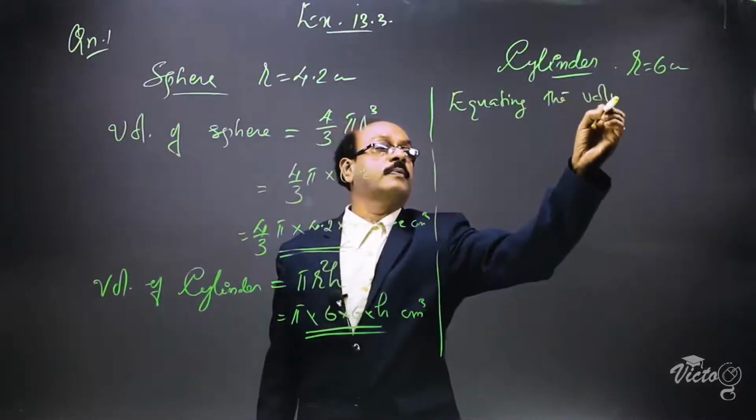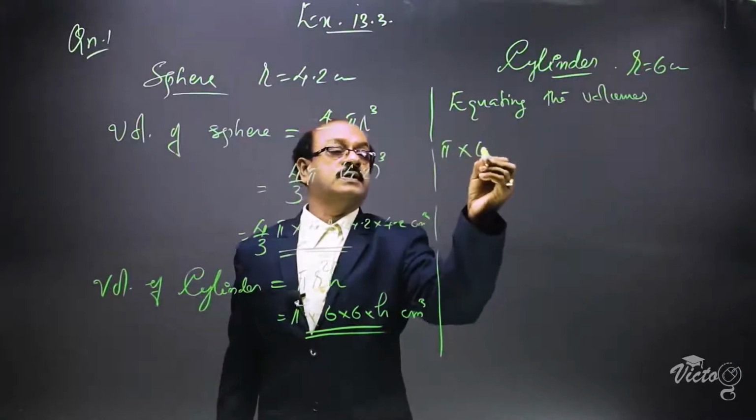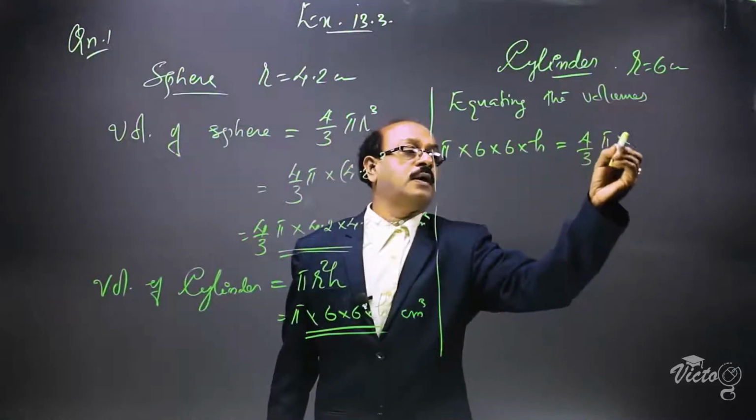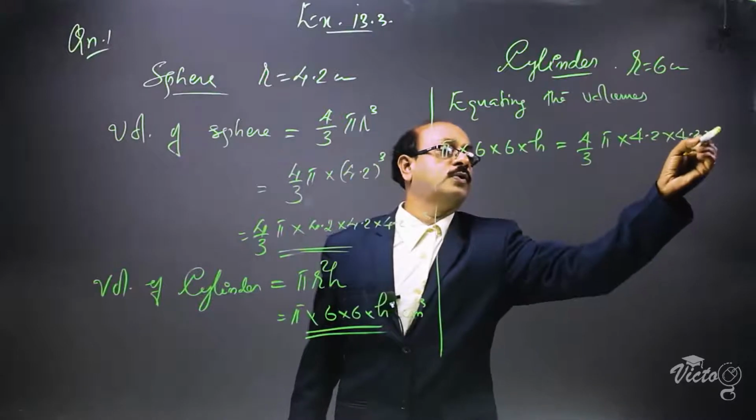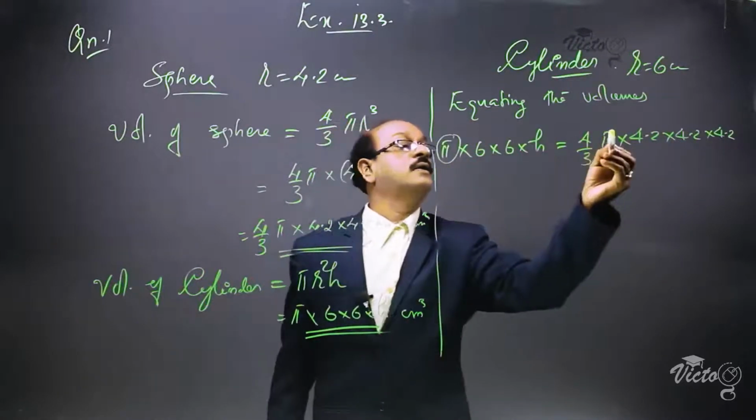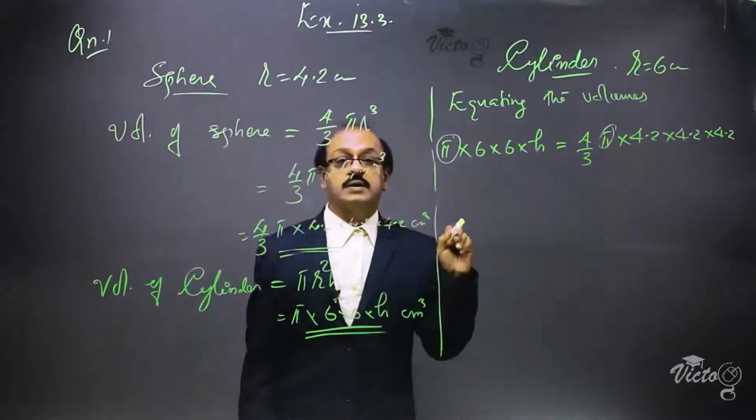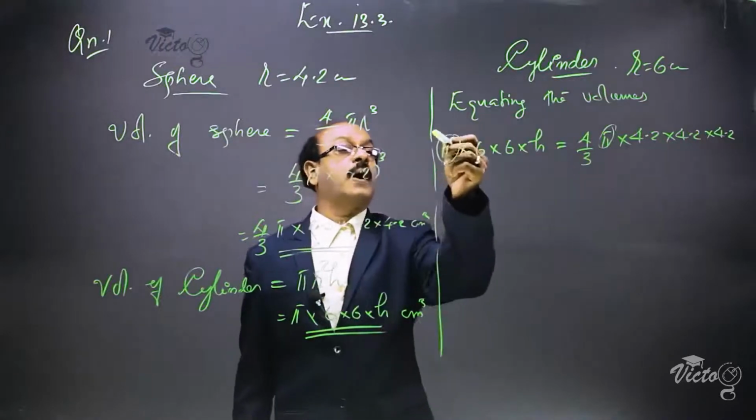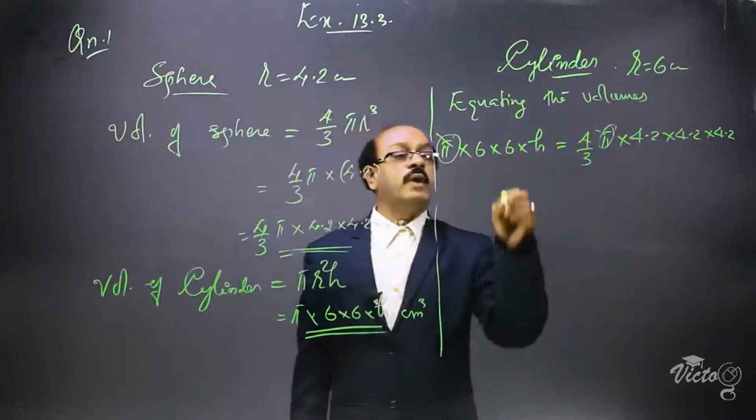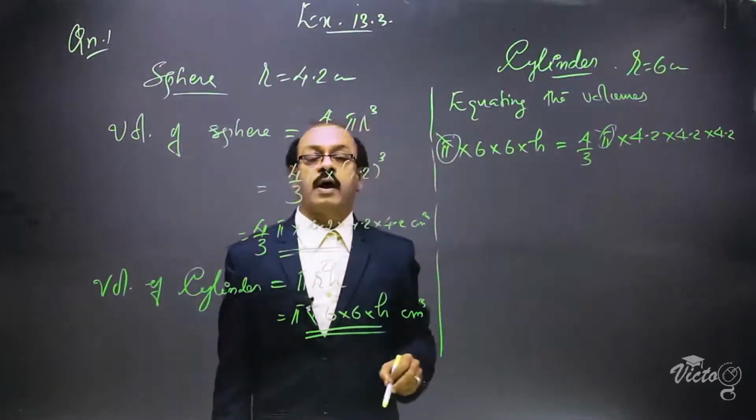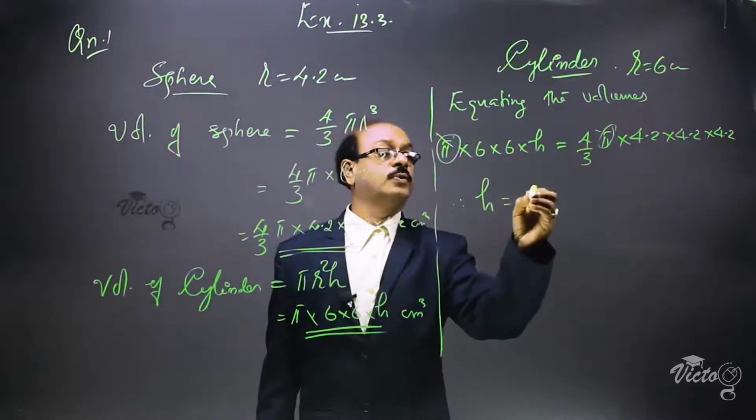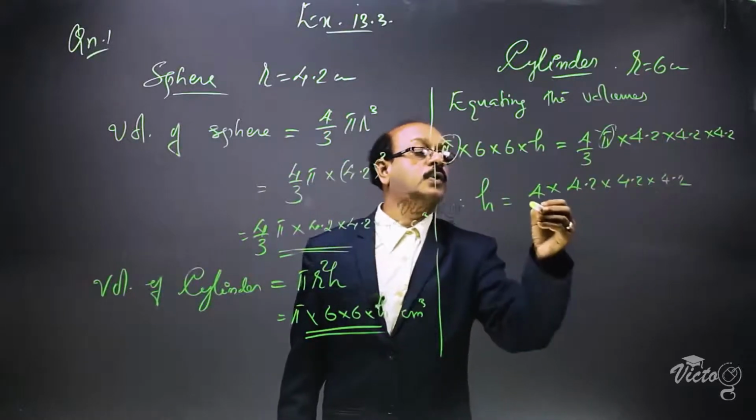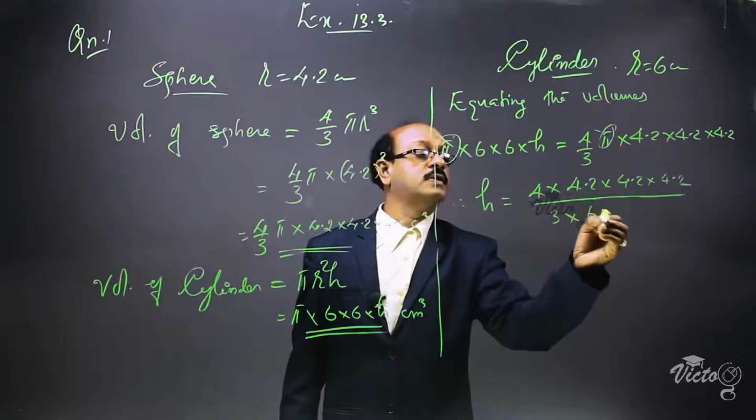The volumes, pi into 6 into 6 into h is equal to 4 by 3 pi into 4.2 into 4.2 into 4.2. Now this pi and this pi are cancelling. If there are equal quantities on both sides of an equal sign, those terms should be cancelled. Now we have to divide by 6 into 6 to find out the value of h. Therefore h is equal to 4 into 4.2 into 4.2 into 4.2 divided by 3 into 6 into 6.